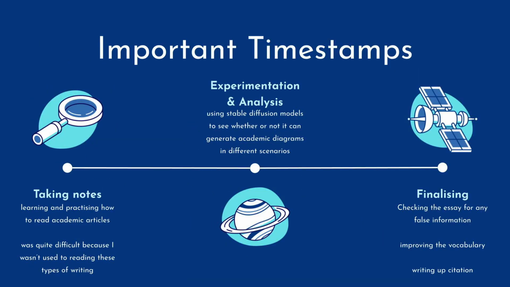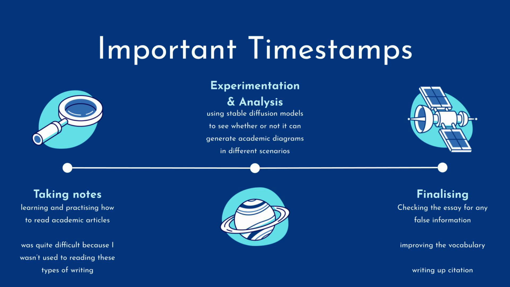And then next, for important timestamps, I believe personally for me, there are 3 stages: taking notes, experimentation and analysis, and finalizing. So in the first stage, I actually had to learn and practice how to read academic articles because I found them quite difficult at the start. I wasn't really used to reading stuff like that. But then I realized that as I read through, the reason why I couldn't really understand stuff was that there are sometimes new words to me, and that was kind of an obstacle.